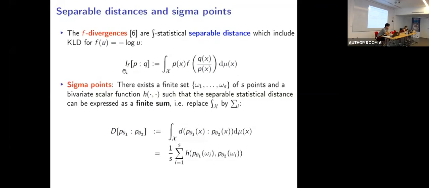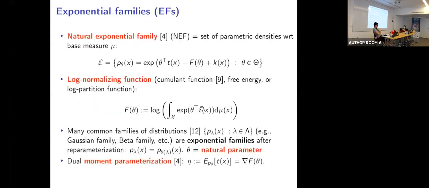The definition of sigma points is that you replace this separable statistical divergence by a summation here. You sum at some special values, which are called sigma points, by analogy to the scented transform in signal processing. And if you have this equality for S sigma points, then you say that you have a sigma point expression of your statistical divergence.